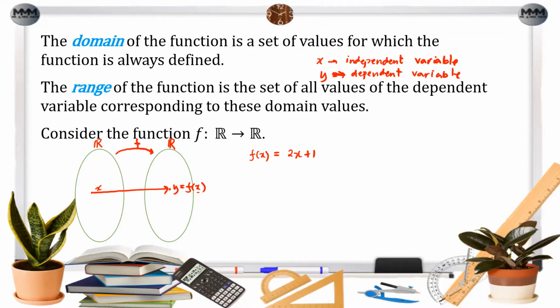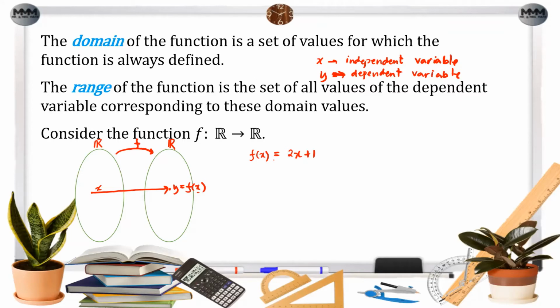So here, x is the independent variable because you can assign any value for x as long as it is part of our domain. Here, our domain is R. Therefore, our x is a real number. So you can assign any real number for x. This is our independent variable. Then our y depends on the value assigned to x.